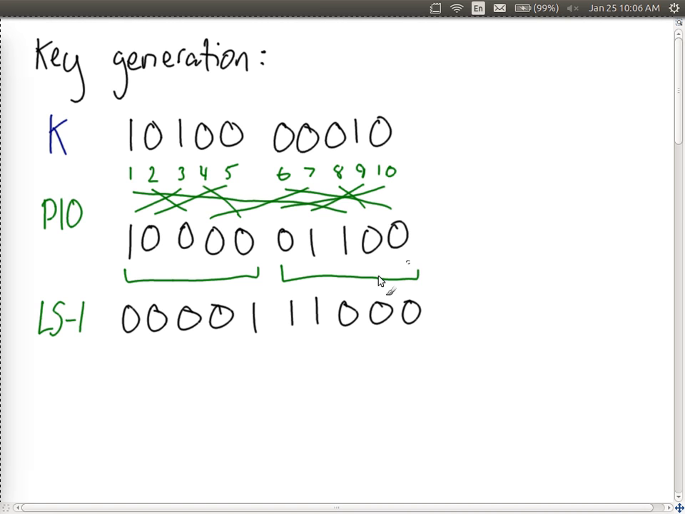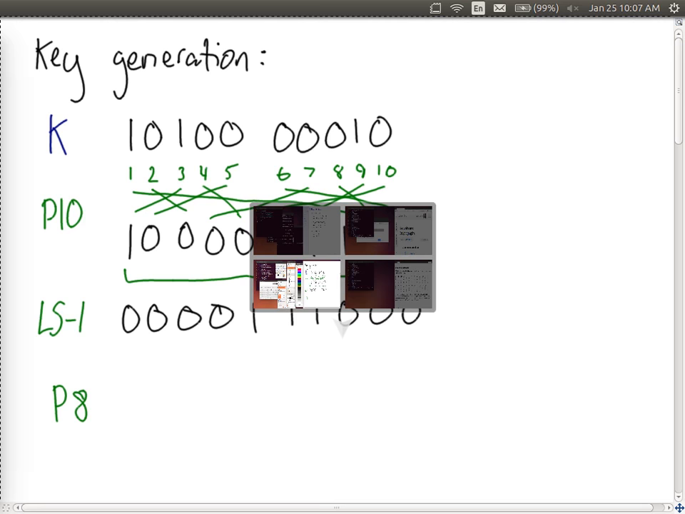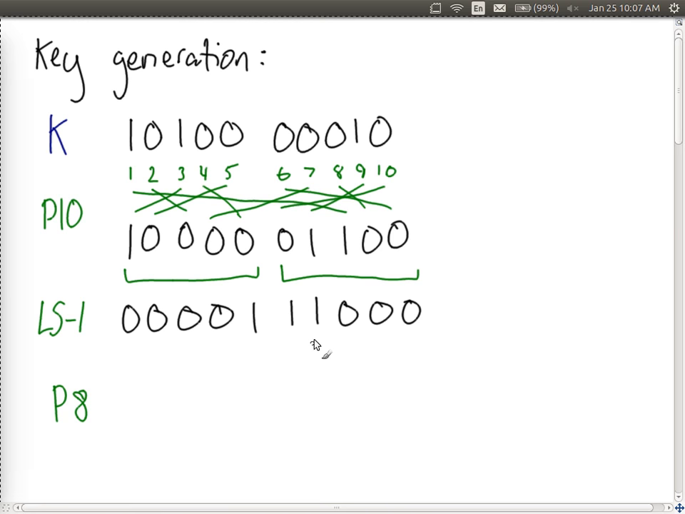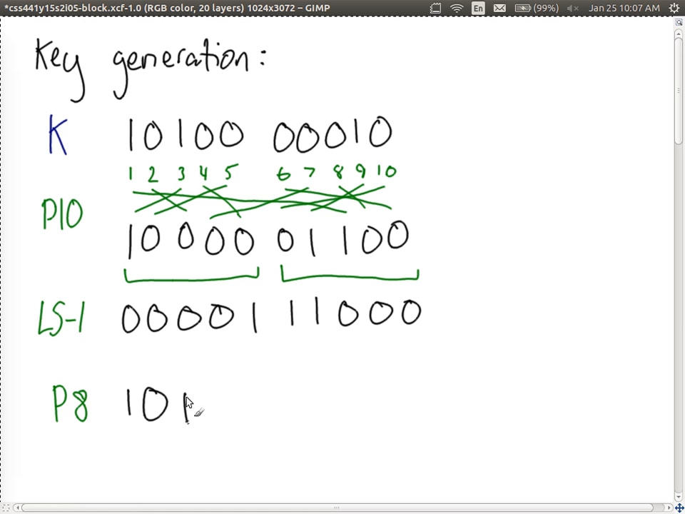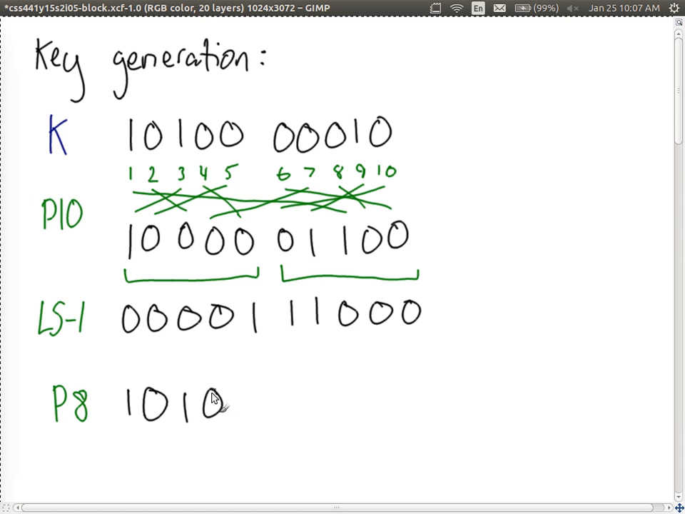So let's do P8 on those 10 bits. You do P8 and tell me the answer. The first 2 bits are going to be discarded and the last 8 bits are going to be rearranged. The 6th bit, then the 3rd bit, then the 7th bit will come first. 6, 3, and 7. And if you keep going, 4, 8, 5, 10, 9. Bit 5 is a 1. And 10 and 9 are both 0s. That is the output of P8.